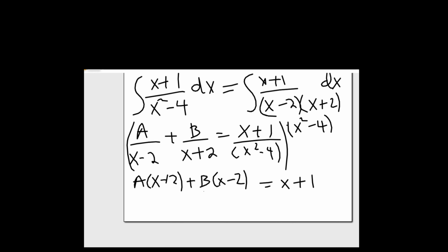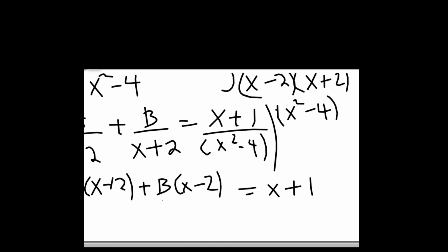Okay, so this is where we're going to finally use the Heaviside method. We're going to let x equal negative 2. So this would basically make the whole a term equal to 0. So we can now solve for b. When we plug in negative 2 for x, we're going to have negative 2 minus 2 times b, which is just negative 4b, is equal to negative 2 plus 1, so negative 1. So we'll have negative 4b is equal to negative 1. So b is equal to 1 over 4.